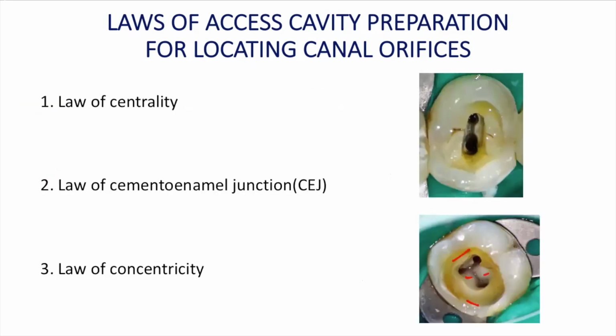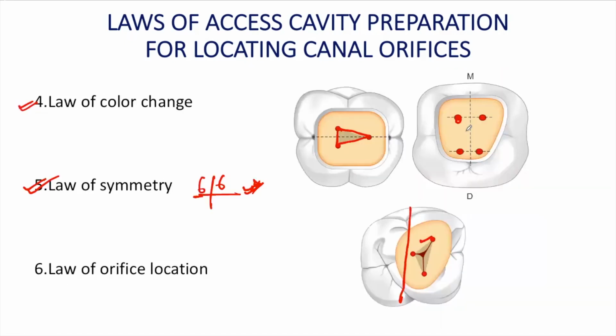You can also see in this image, if we draw the line mesiodistally, the canal orifices are equidistant from this line. Similarly, here you can see in the mandibular first molar also, the orifices are equidistant from the line drawn in the mesiodistal direction through the floor of the pulp chamber. But in case of maxillary first molars, since the chamber is mostly located on the mesial side, this law of symmetry doesn't suit the maxillary first molar.